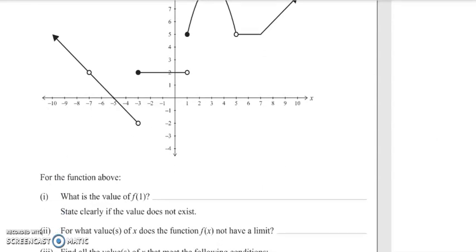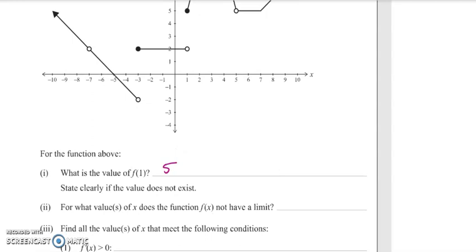So for the function above, what is the value of f of 1? So just go to when x is 1, what's the value on our graph here? Now the empty circle shows that it's not happening there. The full circle is it is happening there. So f of 1 will be 5.